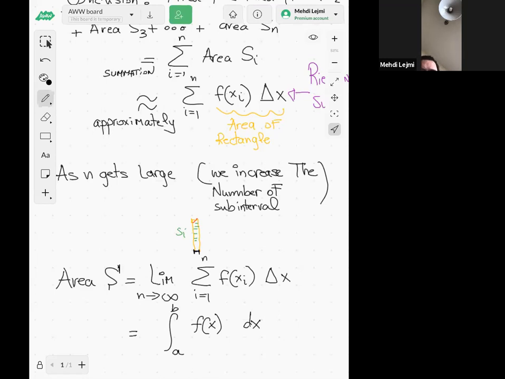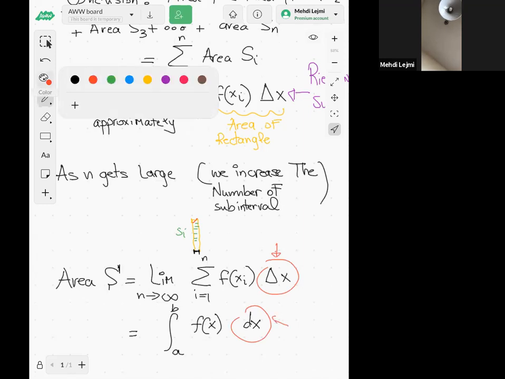Let me just emphasize here, guys, since there's a comment in the chat, that this dx or delta x represents the rate of change of the length.